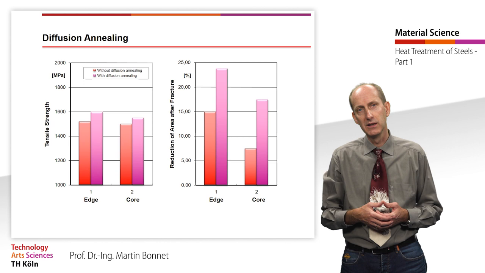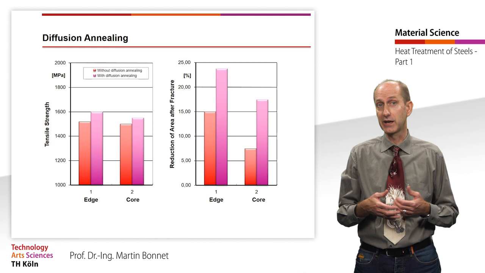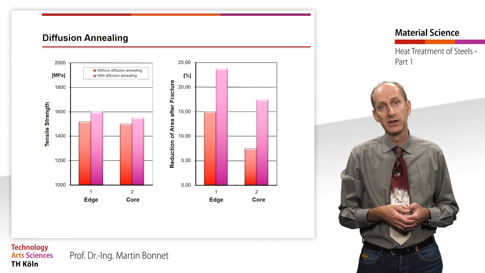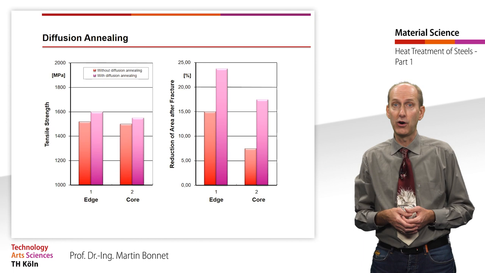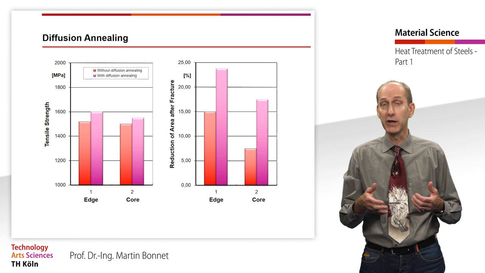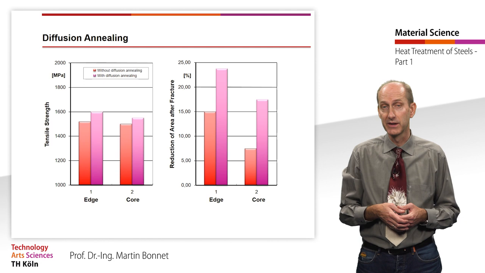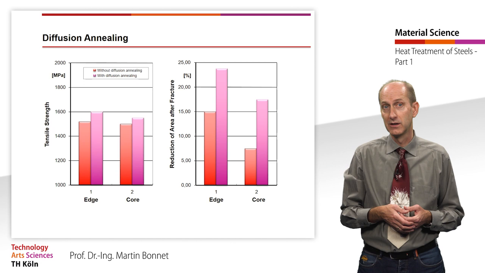These figures show the enormous positive influence of diffusion annealing on the mechanical properties, using the example of the hot working steel X38CrMoV5-1, determined at the edge and in the core of the sample. In the graph on the left, we can see that the tensile strength is slightly increased. More important, however, is a positive influence on the toughness of the material, expressed here by the reduction of the area after fracture, which was increased by up to more than 100% in the core of the workpiece.